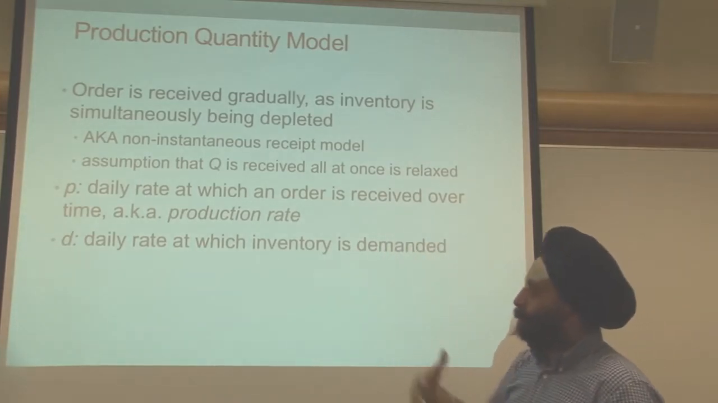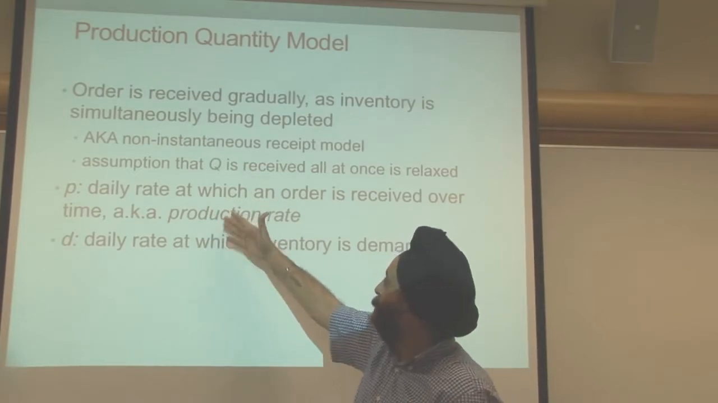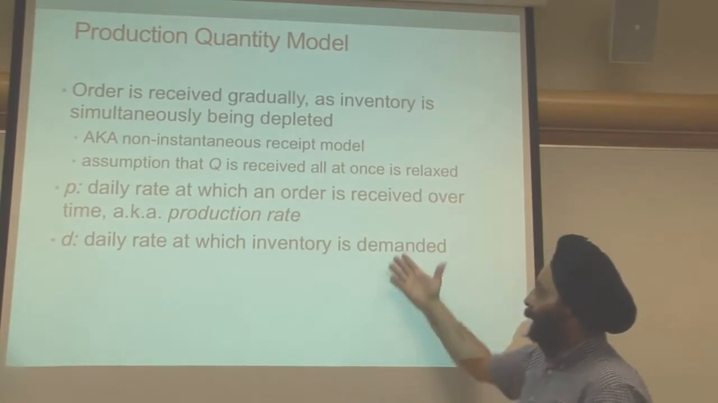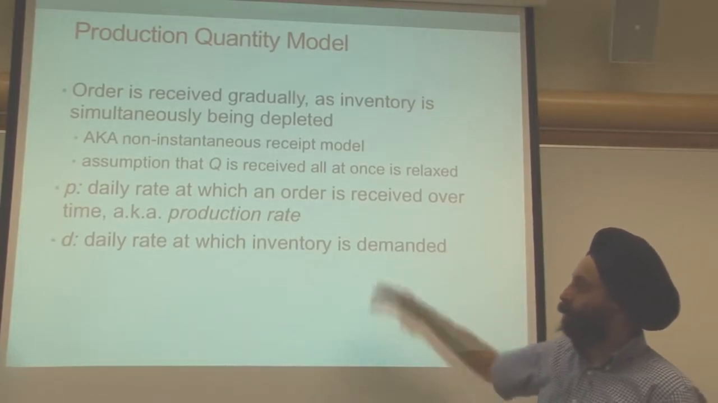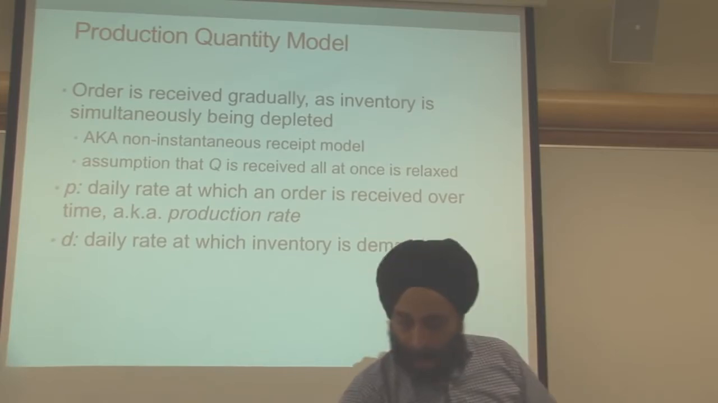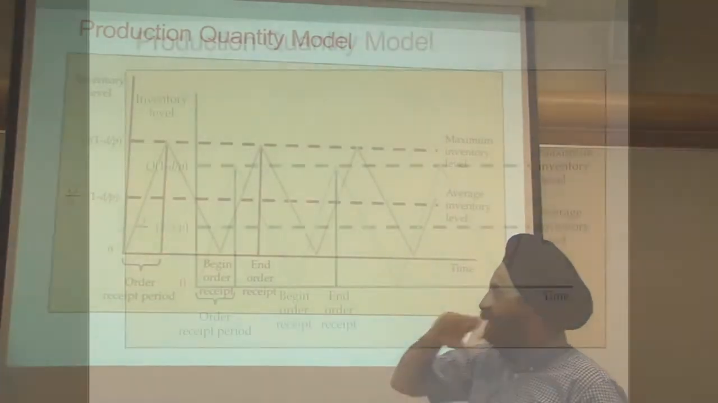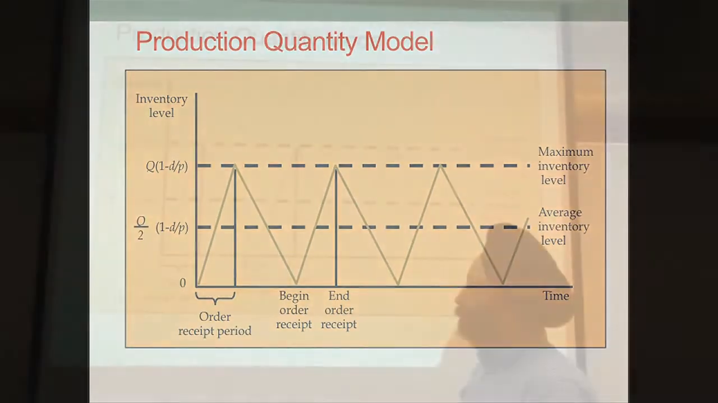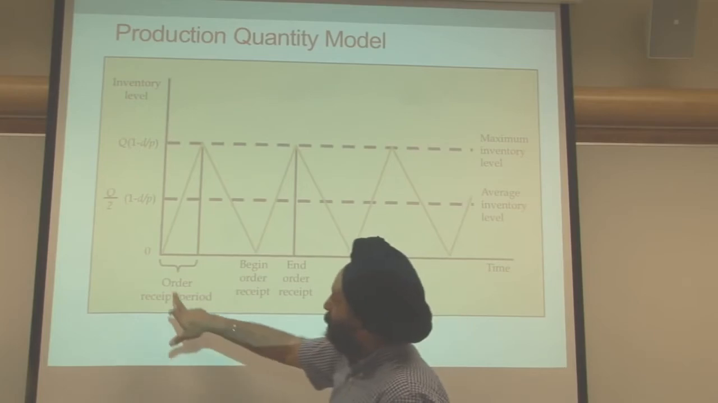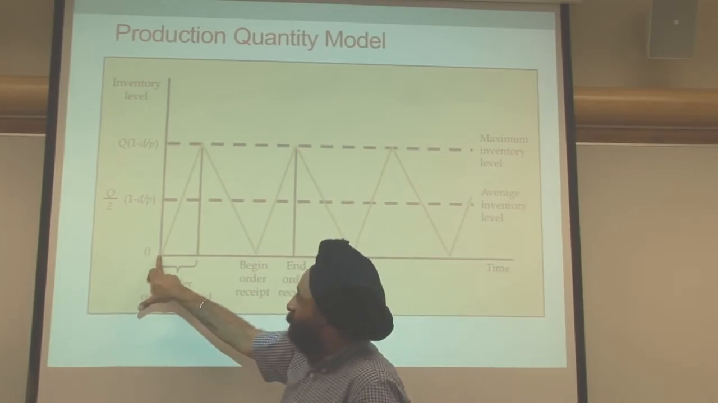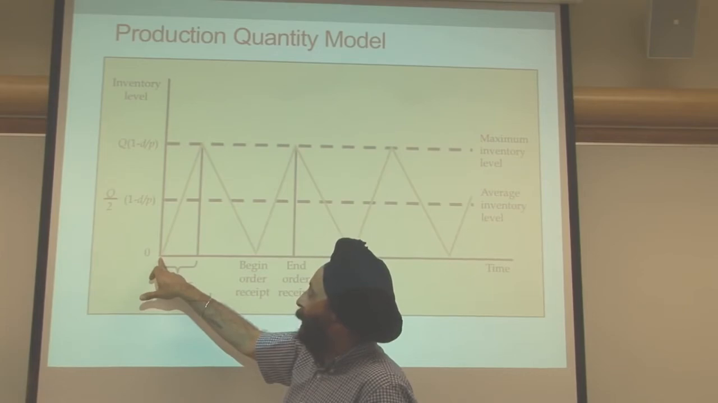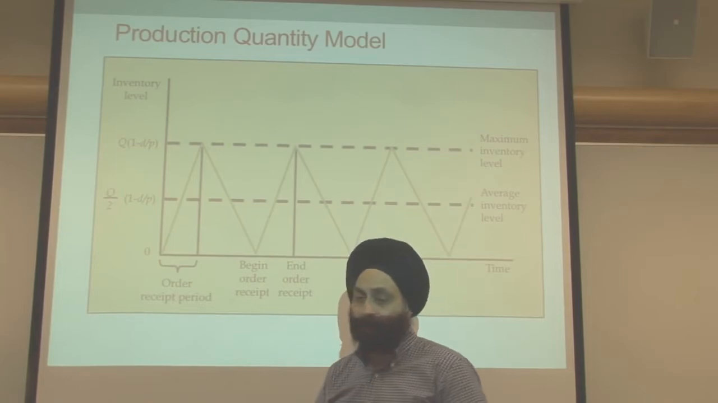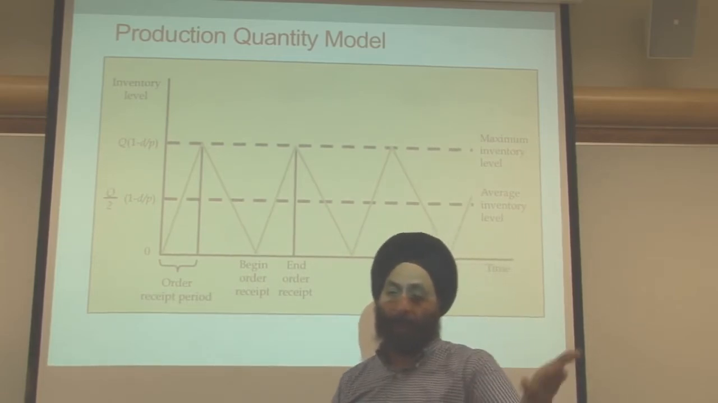So this is the production rate, the daily rate at which items are produced, whereas this is the inventory demanded. One of the conditions has to be that the production rate has to be greater than demand, otherwise this will not work. Notice that we start with zero inventory, and that's when we end up receiving the order from a production facility, from a production department.